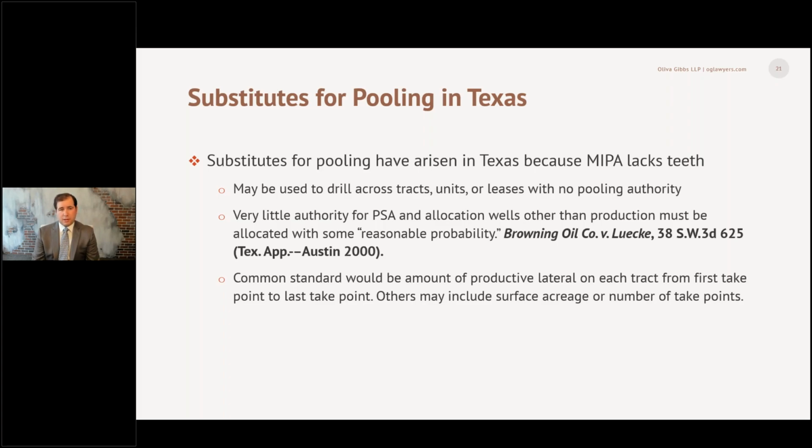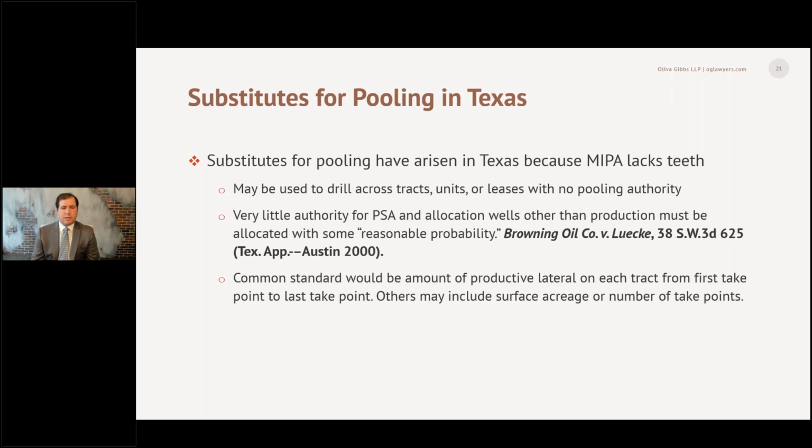Texas, as we just went over, it's different. You need to offer all those unleased parties. So all these substitutes have arisen to drill across tracts, units, or leases where there is no pooling authority. There's very little authority for a couple other things we're about to discuss, PSA wells and allocation wells, other than they basically said that production must be allocated with some reasonable probability. That's kind of the definition they're going with.